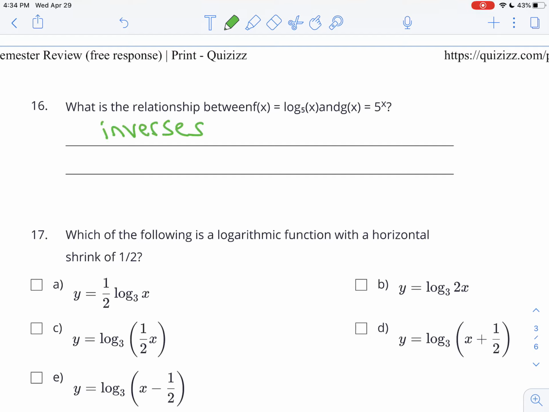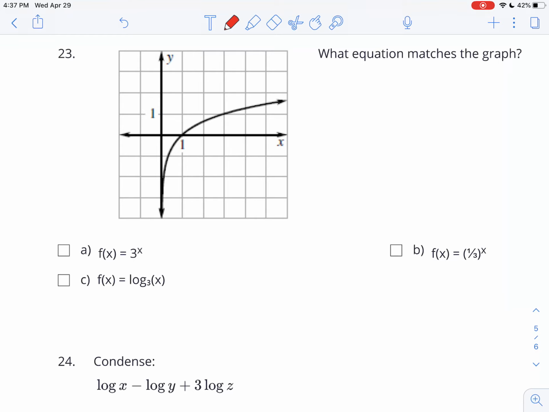And then here's a graph which fits what we were talking about on the previous problems. So I know that an exponential growth function would do this. I know our exponential decay function would do this. Our standard log function takes the shape that you see there. So let's check it and let's circle it.